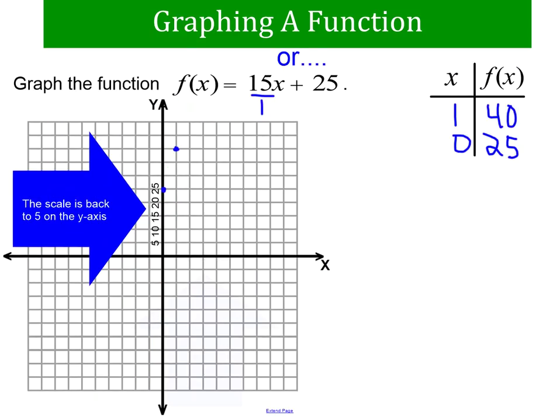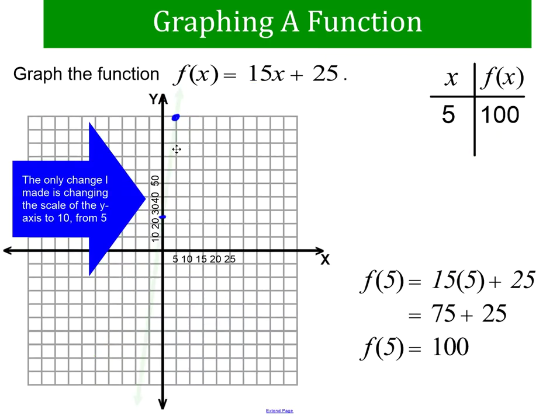I'm just sort of giving you multiple avenues here, going up, down, left, right from 25, up 15 and right 1, or this avenue, starting at 25 and then evaluating the function at 5, 100 and being able to graph that output value of 100 by changing the scale along the y-axis. So there you go. Graphing functions, evaluating functions.